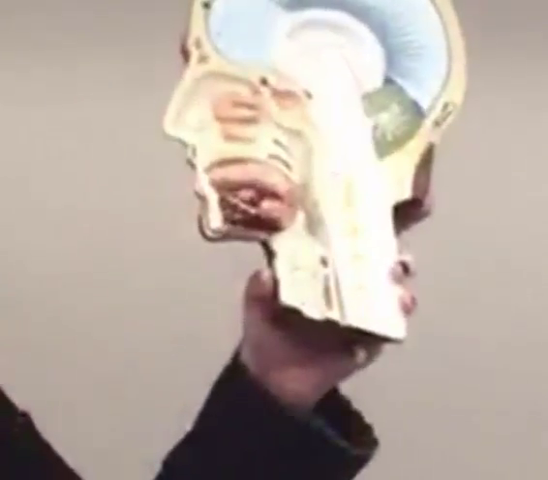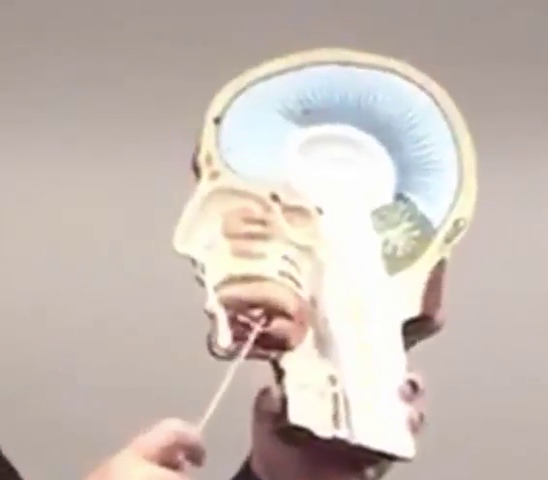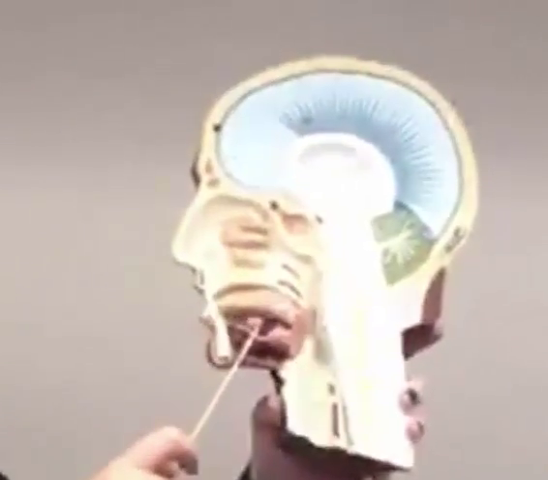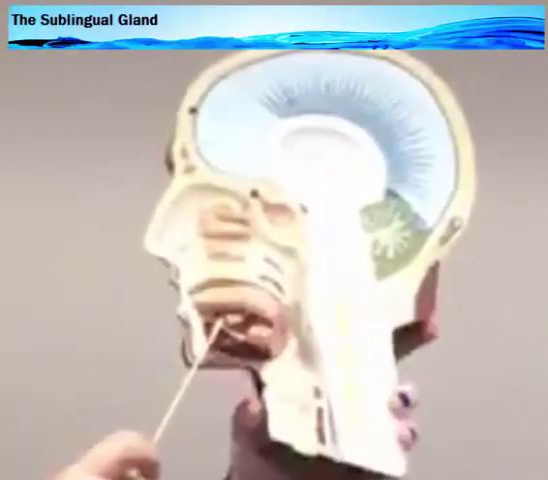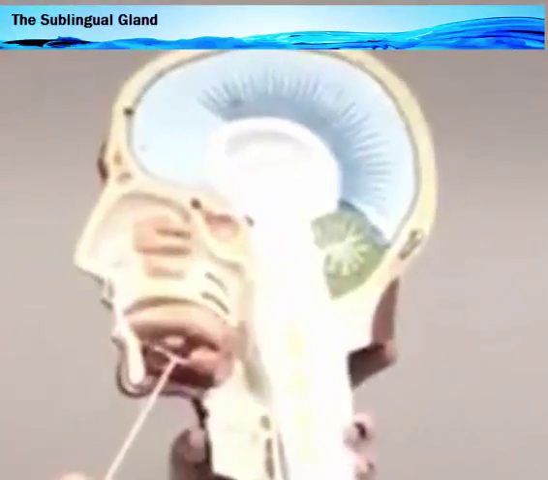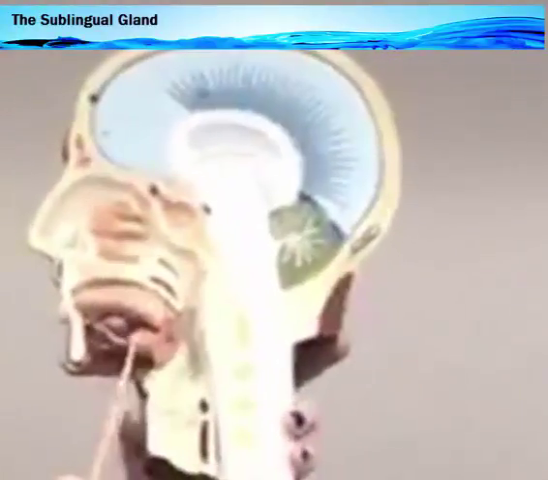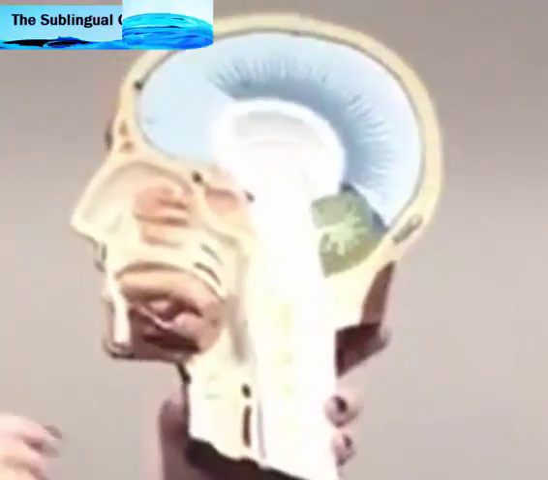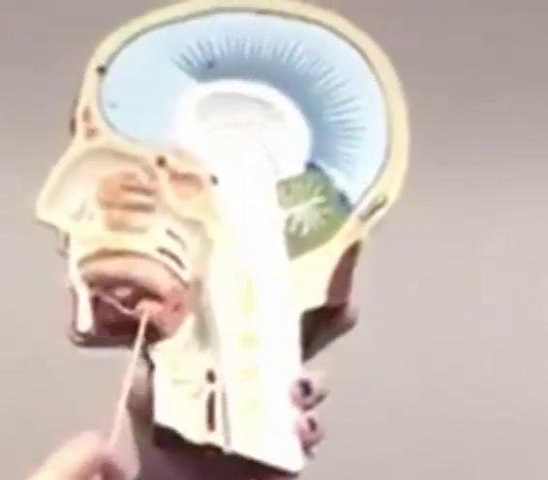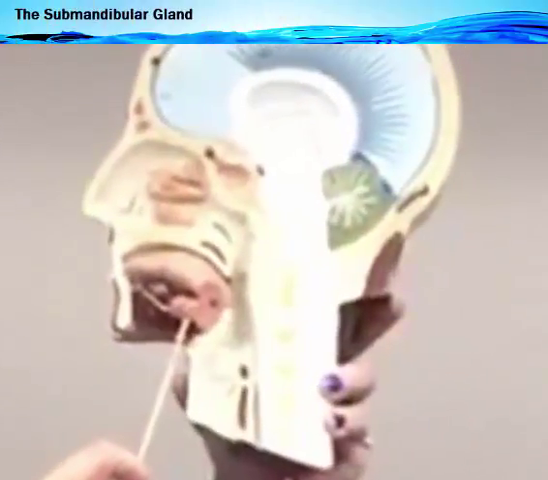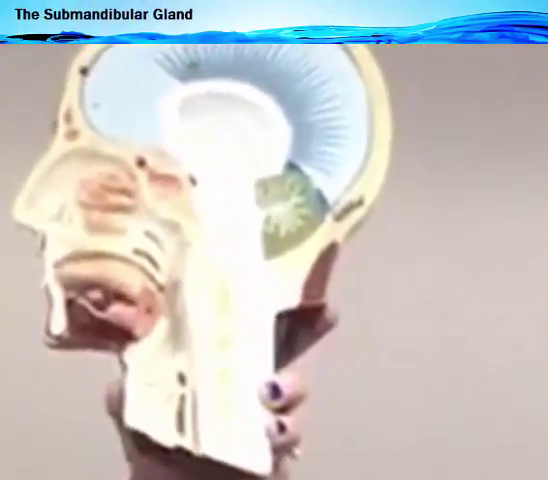So you have one salivary gland that sits anteriorly, just below the tongue. That is your sublingual salivary gland, sublingual gland. A little bit lower and a little bit more posterior, you're going to get the submandibular gland. And all 3 of those are salivary glands.